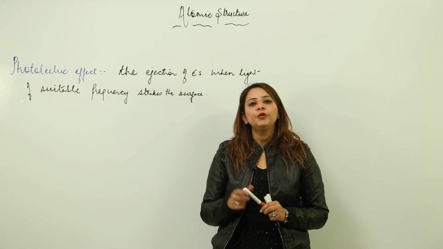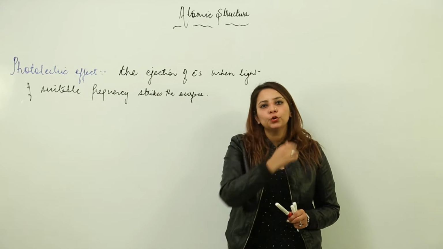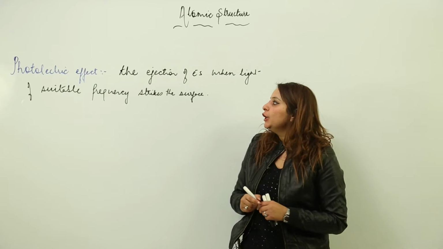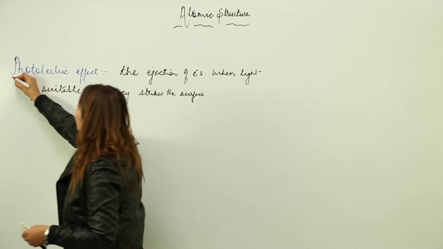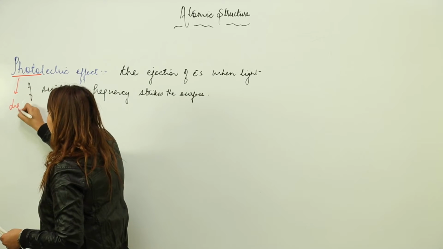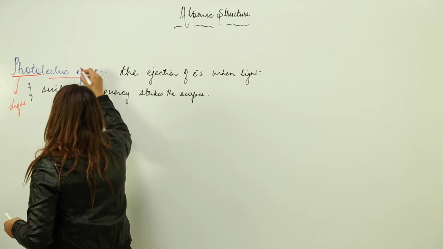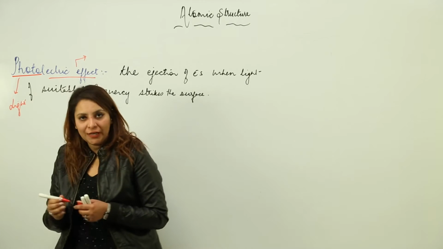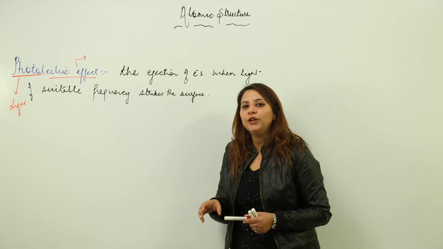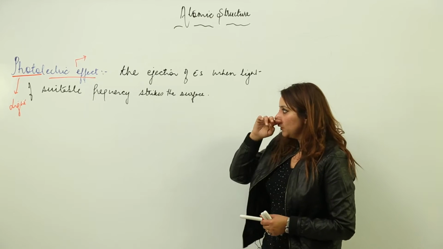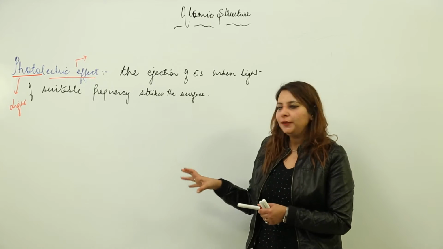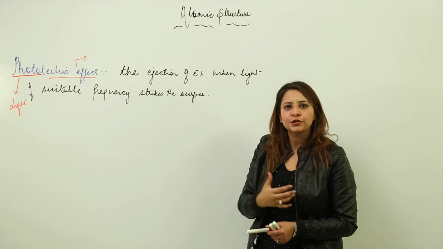Now we are going to look at the second phenomenon, that is the photoelectric effect. So what does photoelectric effect actually mean? Photo means light, and electric effect means the production of electricity. So this is what we are going to observe in this phenomenon. First I am going to explain the phenomenon, then I will read out the definition for you.